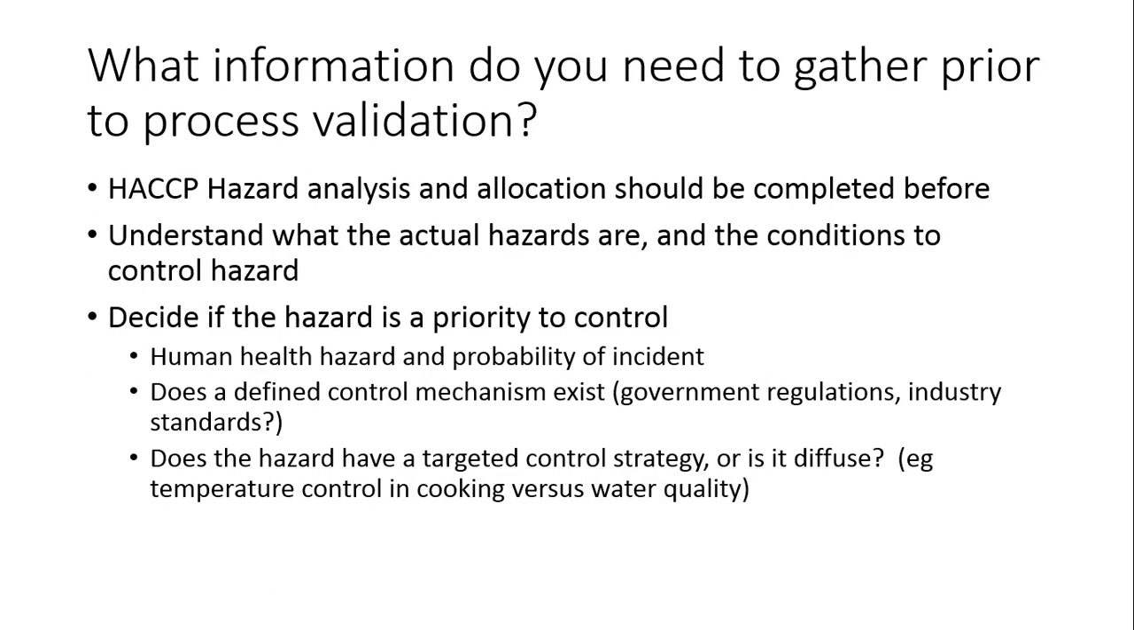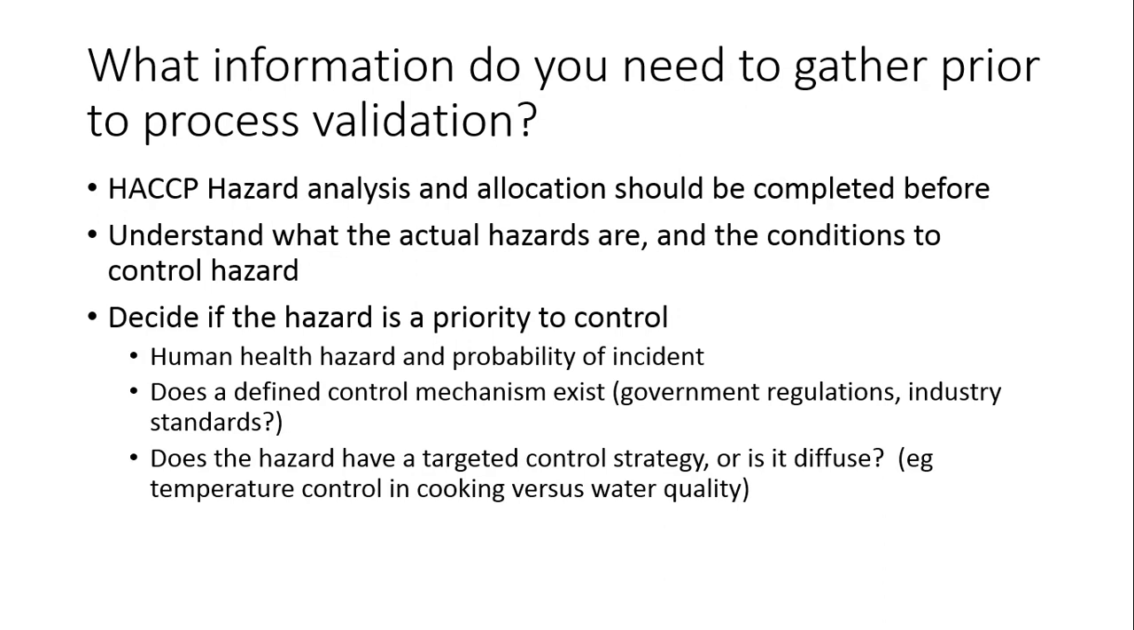So what do you need to gather? You do want to make sure that you have your HACCP hazard analysis and PRP allocation so that you can understand where your key hazards are within your processing operation. You do want to understand what the real hazards are, so you want to make sure that you're doing a site-specific evaluation. You want to make sure that there's a prioritization. Anything that's a human health hazard and has a high probability of incident, or even a statistical probability of incident, does need to show validation.